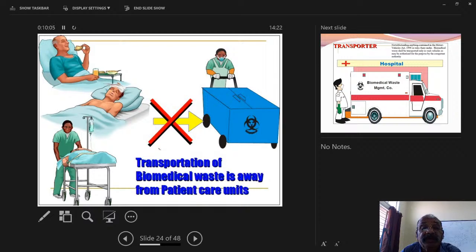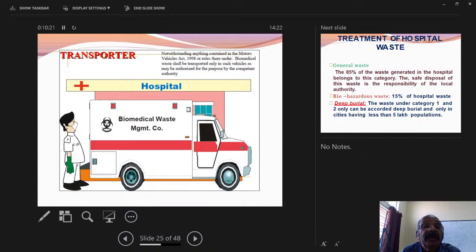The transportation of biomedical waste is away from patient care units, so it should never be close to the patient wards. It should be away from the wards, the route of the trolley. And transport: notwithstanding anything contained in the Motor Vehicles Act 1988 or rules thereunder, biomedical waste shall be transported only in such vehicles as may be authorized for the purpose by the competent authority.